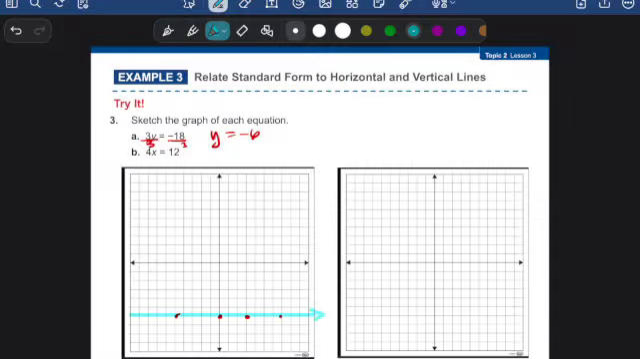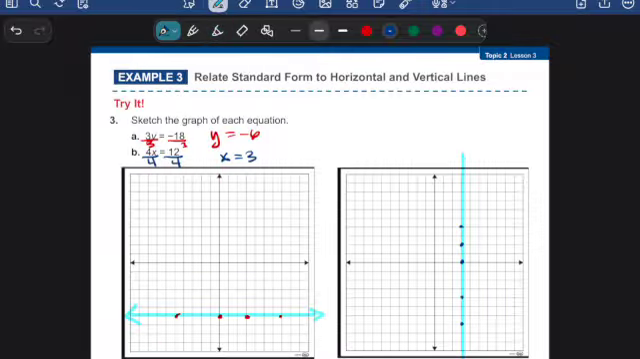Connect those with a straight line and add your arrows. For the second one, 4x equals 12. Divide both sides by the coefficient. X equals 3. What does that say? X always equals 3. So no matter what, x will always equal 3. No matter what y value I have, x will equal 3. So we're going to have this vertical line at 3.